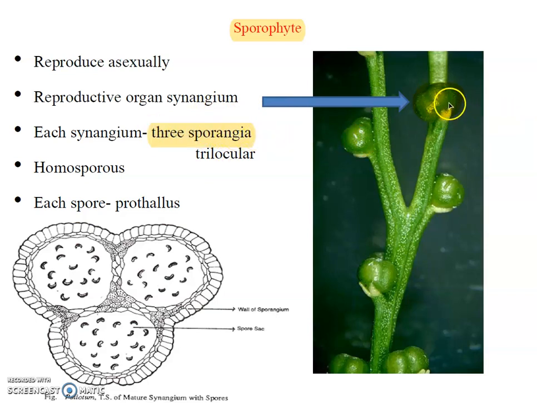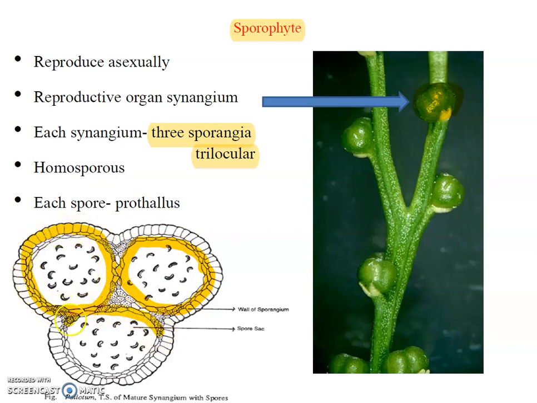One synangium is made from three sporangia, so it is called trilocular. Why is it called trilocular? Because the synangium is made from three sporangia. In this section of the synangium, there are three sporangia. Sporangia means the organ in which the spores are formed.